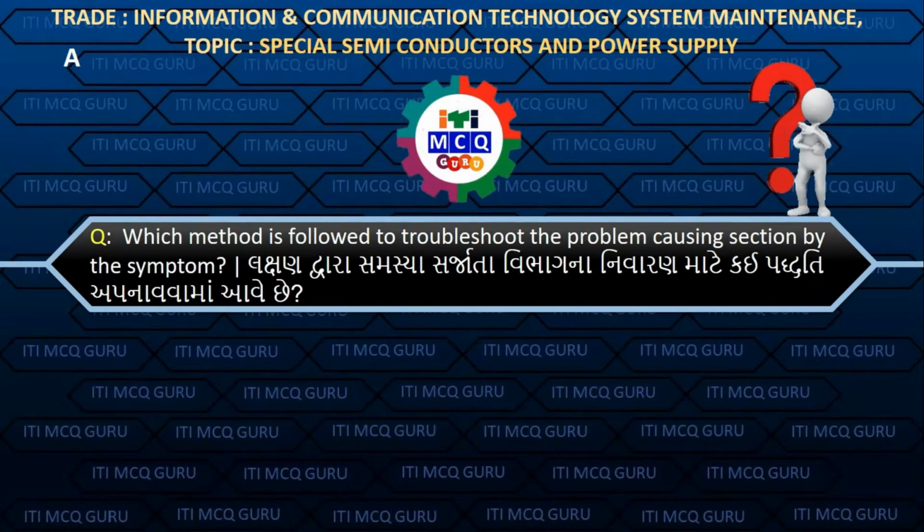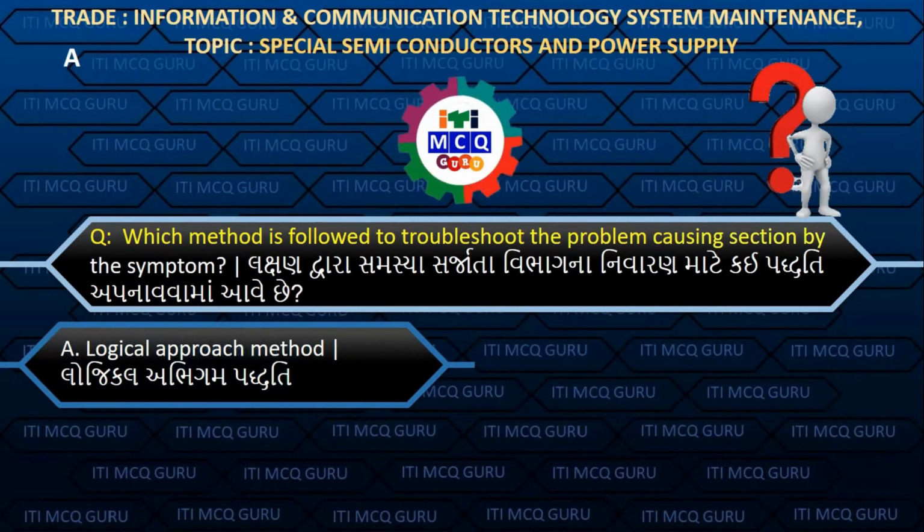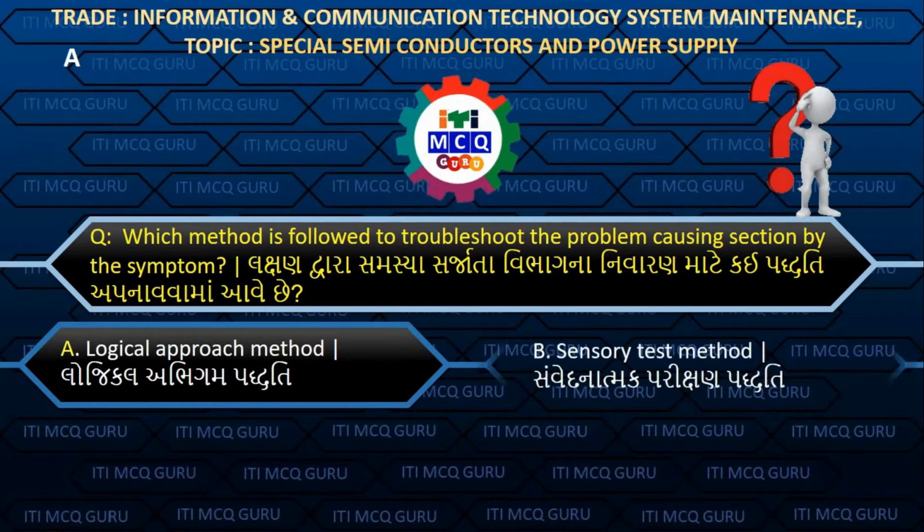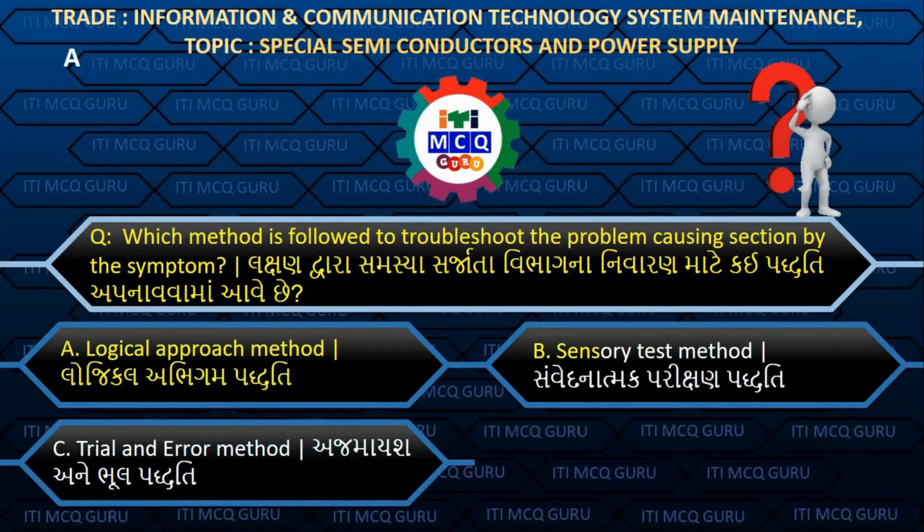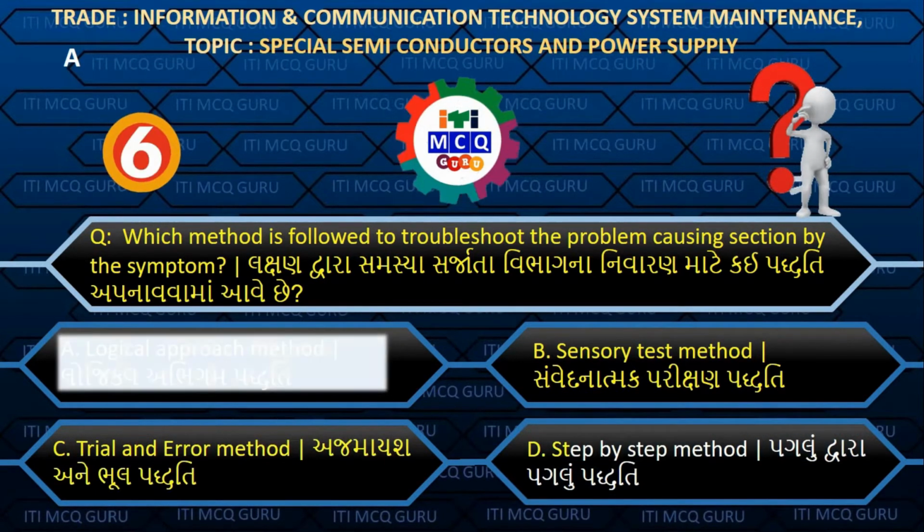Which method is followed to troubleshoot the problem causing selection by the symptoms? લક્ષણ દ્વારા સમસ્યા સર્જાતા વિભાગના નિવારણ માટે કઈ પદ્ધતિ અપનાવવામાં આવે છે? The answer is A, logical approach method, logical અભિગમ પદ્ધતિ.